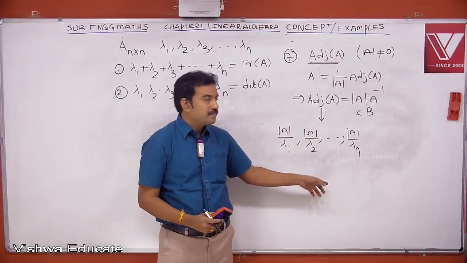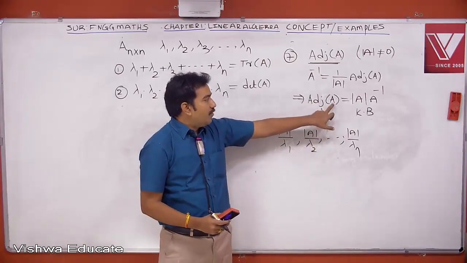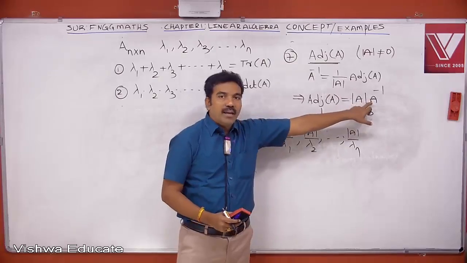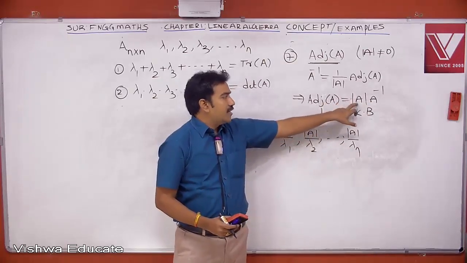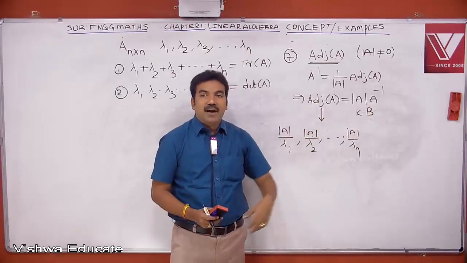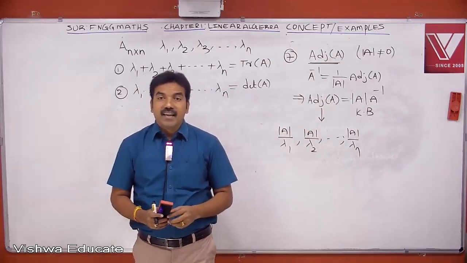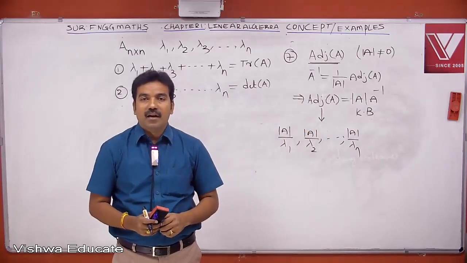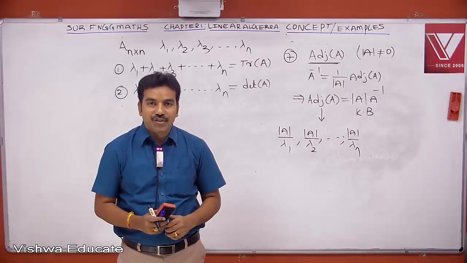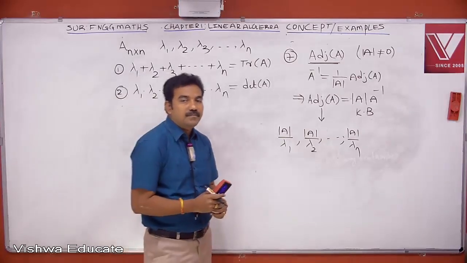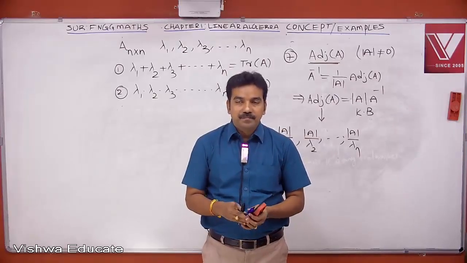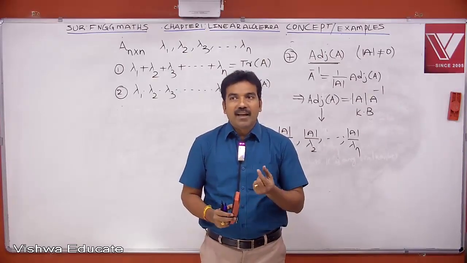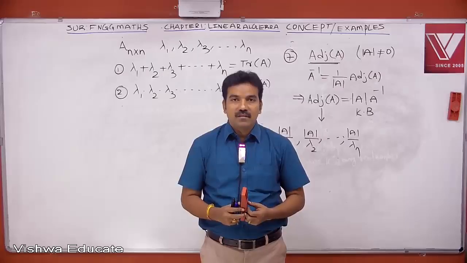Because ADJ of A equal to det A into A inverse, and det A not equal to 0. Hope you understand all these points. Now I will give some clarification on all these points.